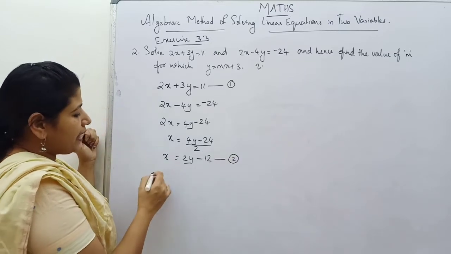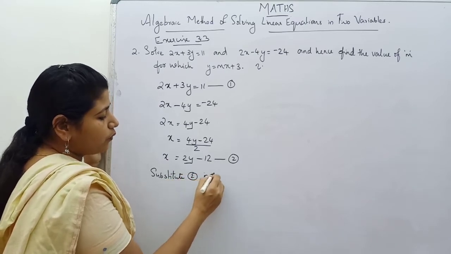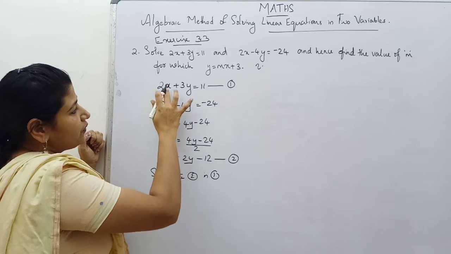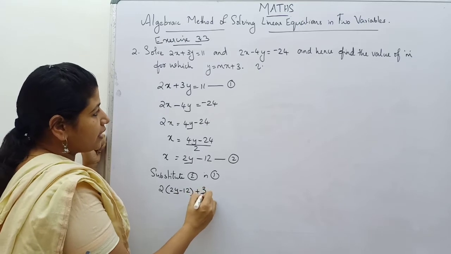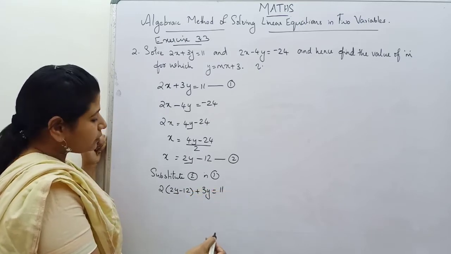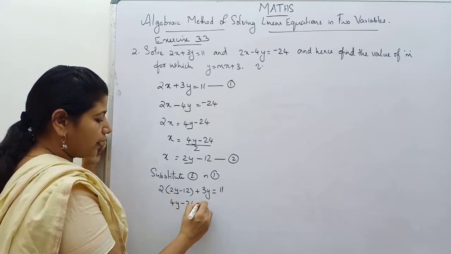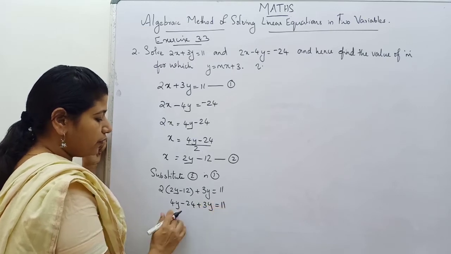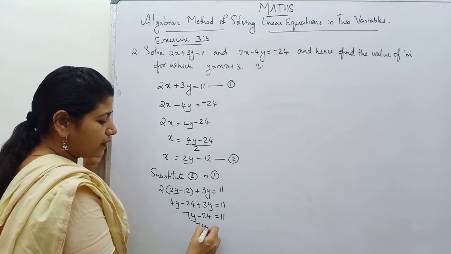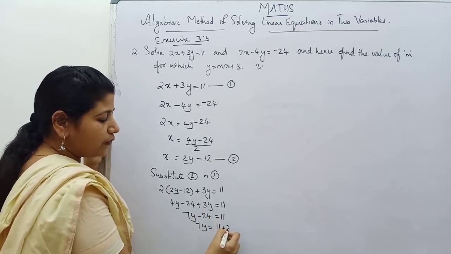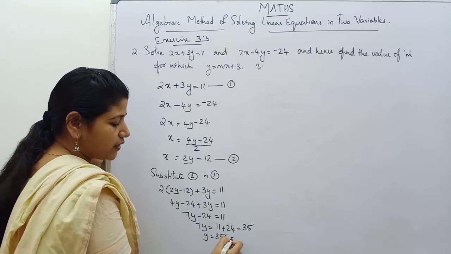Now we can substitute 2 in 1. Instead of x I am using 2y minus 12, so we can write 2 into (2y minus 12) plus 3y equal to 11. Now just multiply. 2 into 2 is 4y, 2 into 12 is minus 24, plus 3y equal to 11. 4y plus 3y is 7y minus 24 equal to 11. Hence 7y is 11 plus 24, which is 35. So y equal to 35 by 7, which is 5.